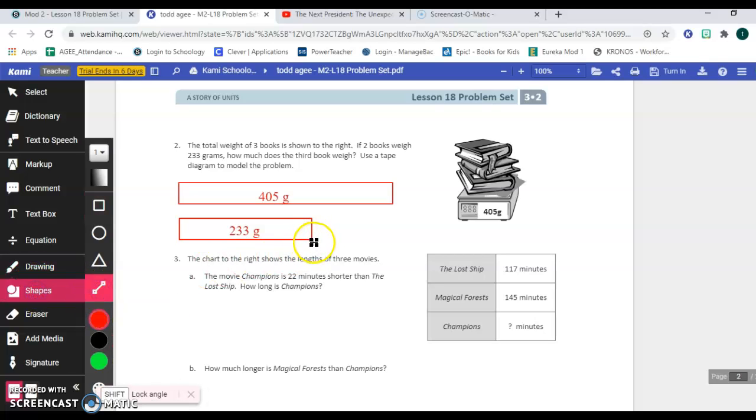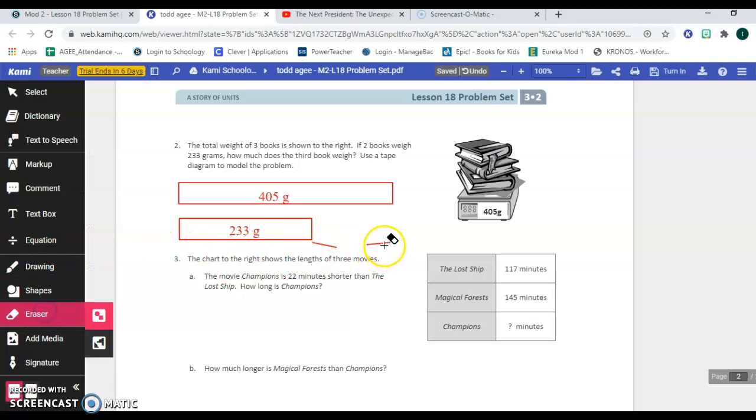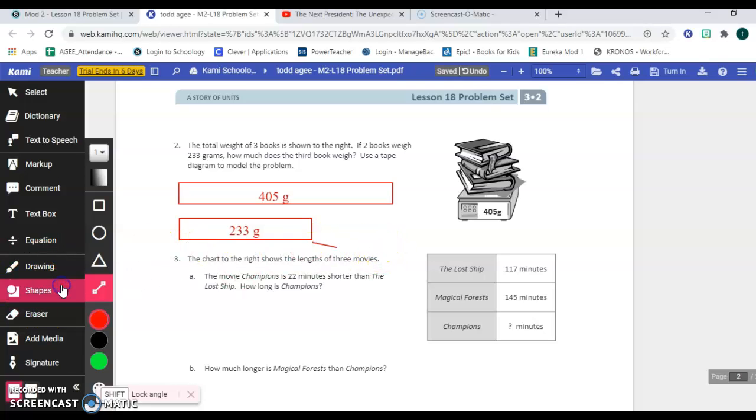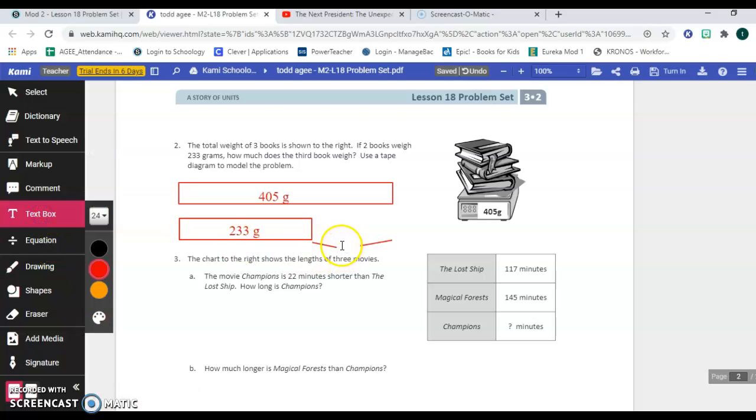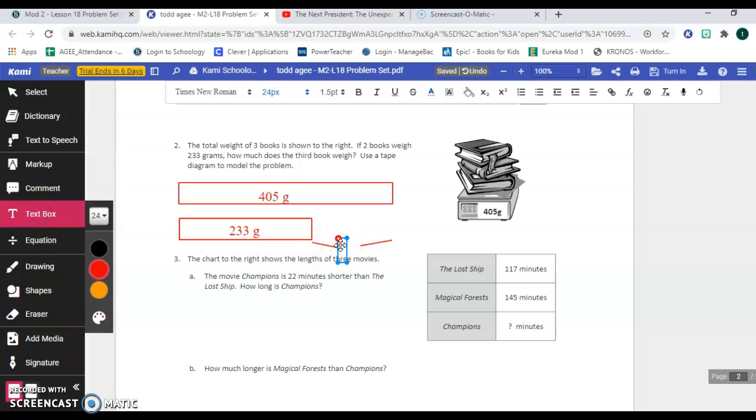So from one end of this smaller tape here, I'm just going to roughly line it up with the end of this bigger tape here, to here. Oh man. Thought I had it right, and then at the last second I lifted it up. So the big idea here is, what is this distance? What is the distance from 233 to 405? So I would put question marks here to show that this is what I'm looking for.